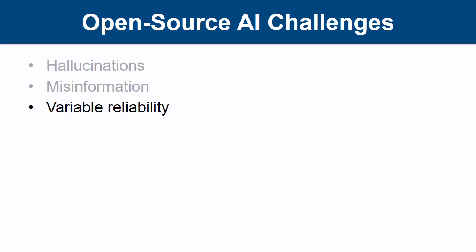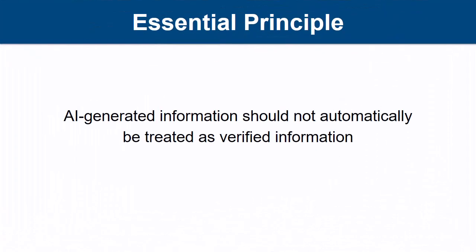This leads to an essential principle. AI-generated information should not automatically be treated as verified information. Human judgment, source verification, and professional expertise remain critical.